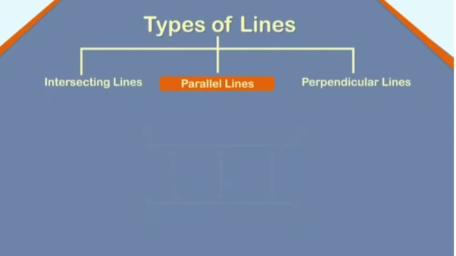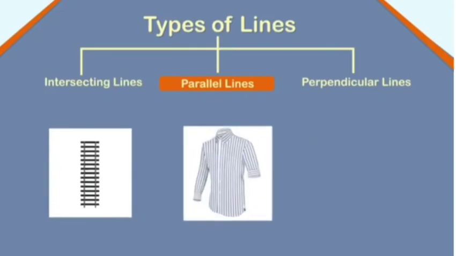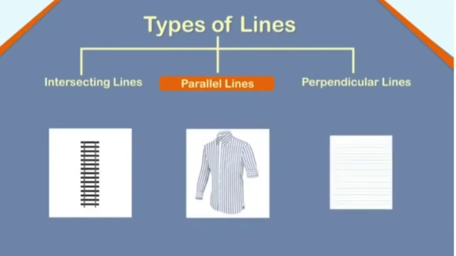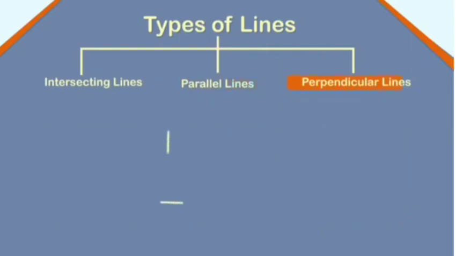The railway track is the best example of parallel lines. And the other examples are stripes on a shirt and the lines on the pages of a notebook. Is that clear, children? What are parallel lines? Okay. Next, we'll see what are perpendicular lines.